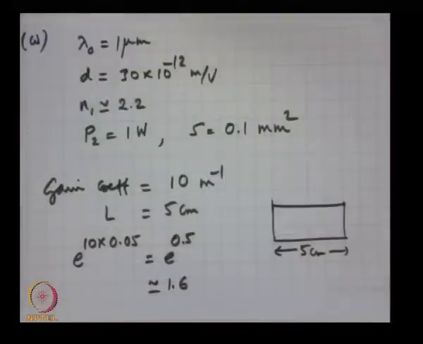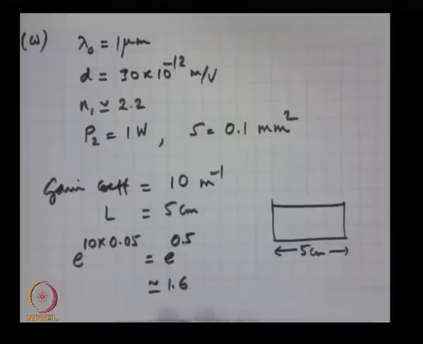If you compare this with an amplifier with stimulated emission, population inversion, these are very, very small. A semiconductor laser has a very huge gain, in thousands of meter inverse, because of population inversion. So as an amplifier, this is not very interesting.